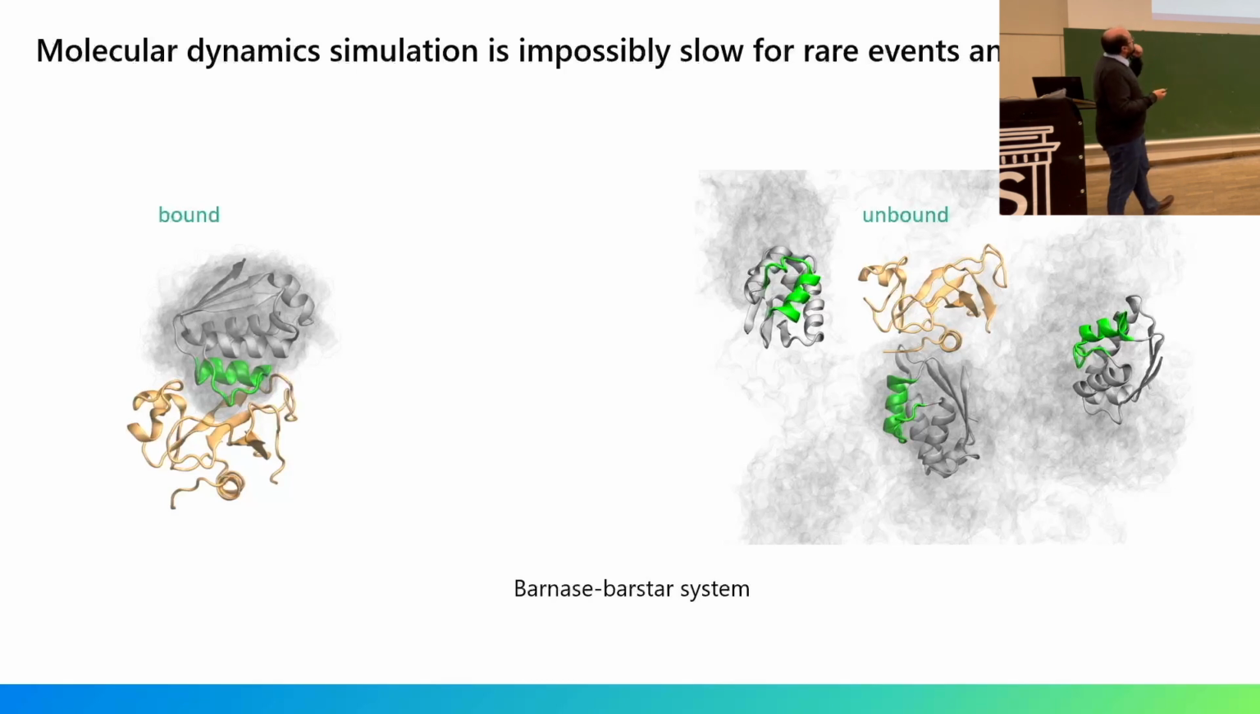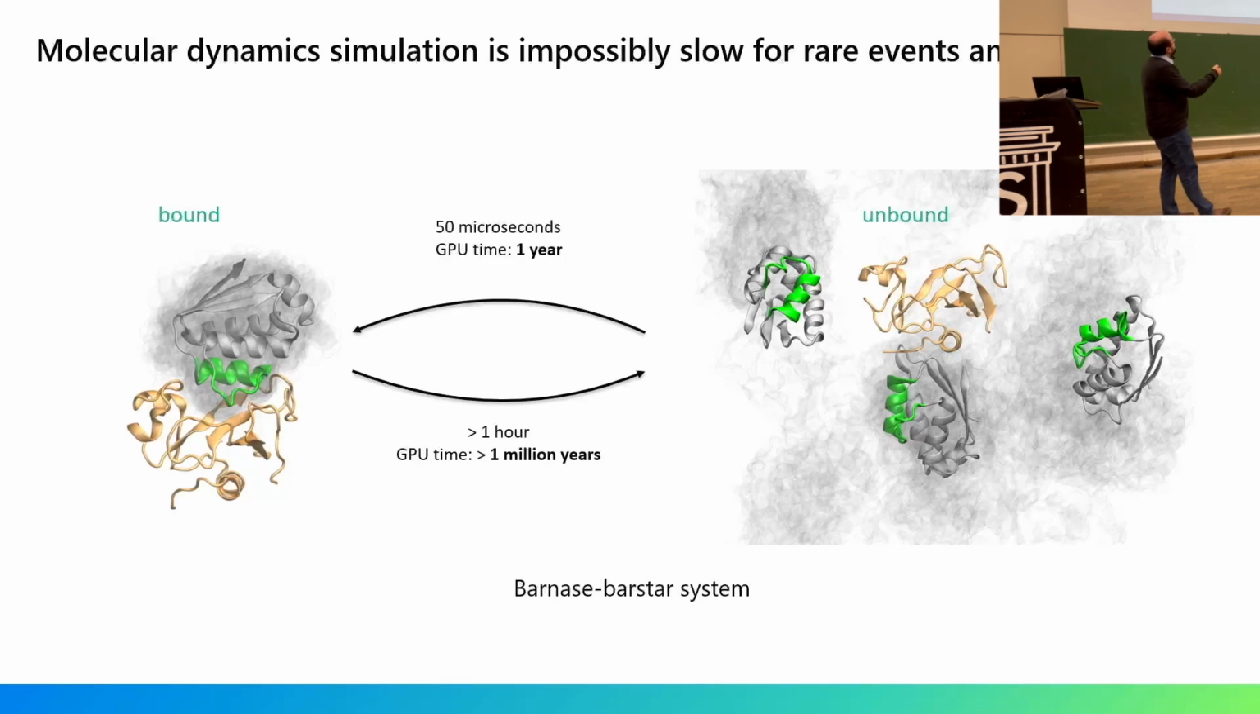So for example, in this Barnard-Barstar system, you have a bound state and an unbound state. If you wanted to simulate this binding event, it will take 50 microseconds in real time, which in simulation time is around 1 year. If you want to simulate the inverse event, which is a little bit more rare, it would take approximately 1 million years GPU time to simulate.